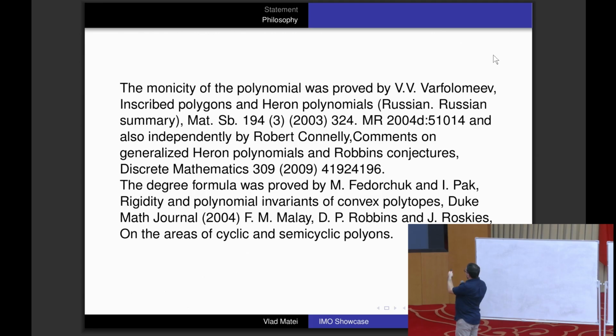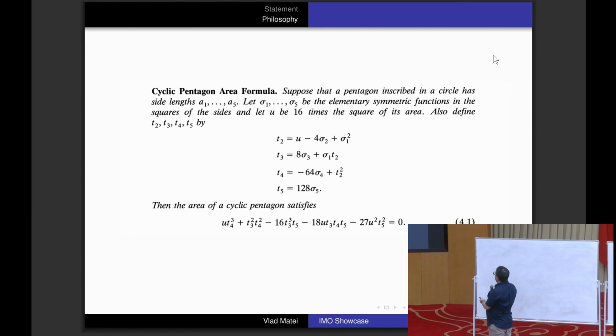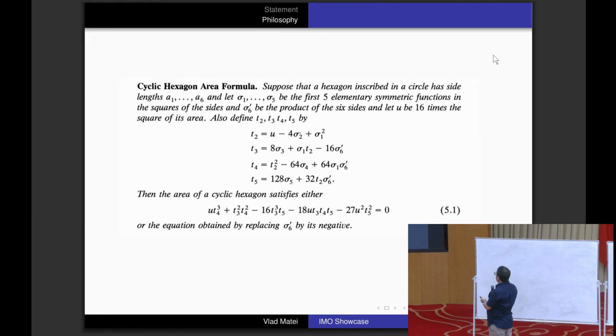And actually, we know some properties of this polynomial. So these were proven in some papers in 2003. The degree that, in general, was proven by Igor Pak and Fedorchuk in this paper, independently by 3 other people. But other than that, sorry, let's go back. So other than the pentagon and the hexagon, I haven't checked. We don't have explicit formulas, I think, for heptagons, octagons.